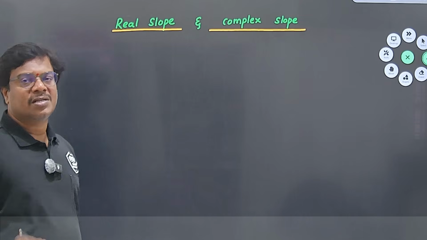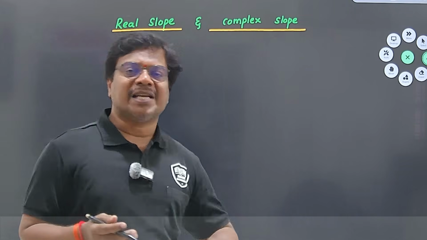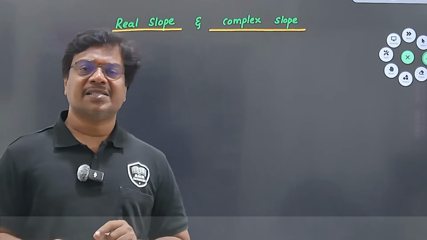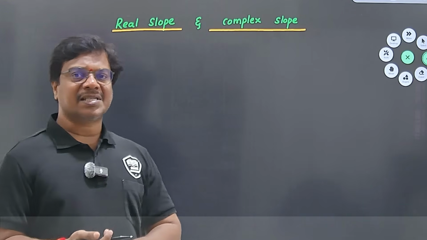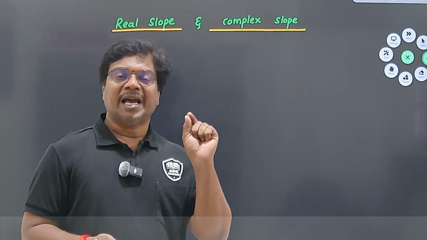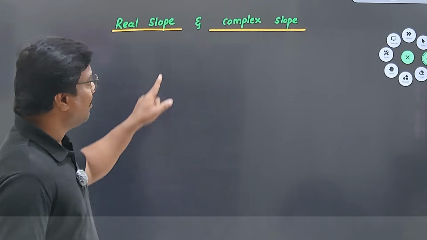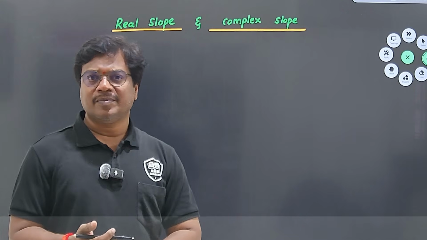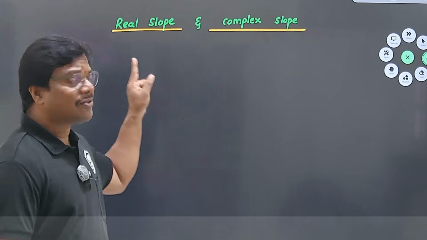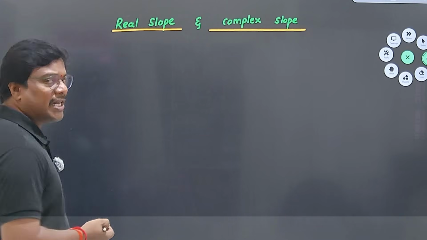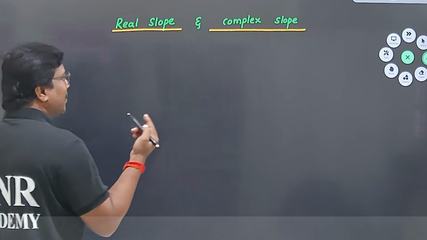You know that if a straight line makes an angle theta with the positive direction of the x-axis in the counterclockwise sense, then the tangent of that angle is known as the slope of a real straight line. But in the case of complex slope, it is the square of the unimodular. Let us discuss first real slope and then go with complex slope.